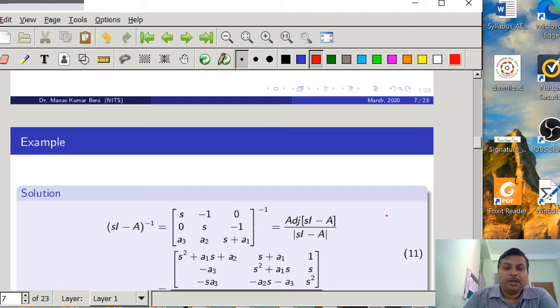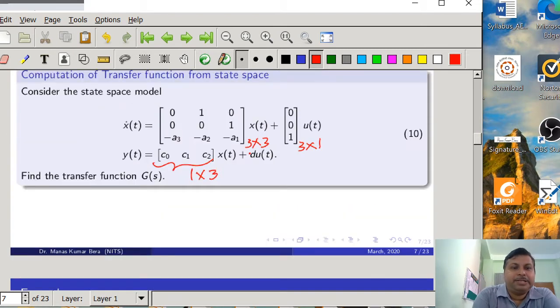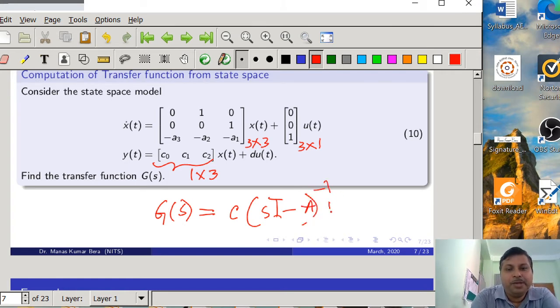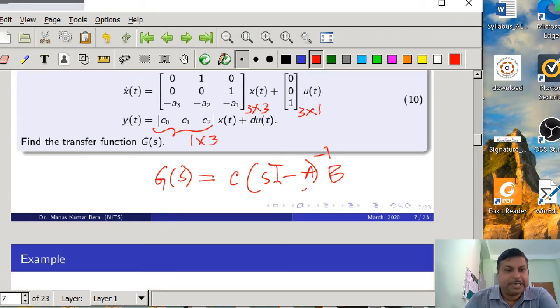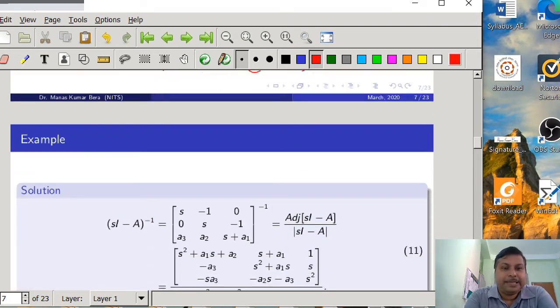Now to compute G(s), the formula we have just defined is C times (sI minus A) inverse times B. First, we have to compute (sI minus A) inverse. As a first step, we calculate it as the adjoint of (sI minus A) divided by the determinant of (sI minus A). That is the standard way to calculate the inverse of a matrix.